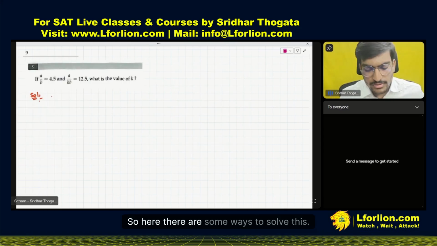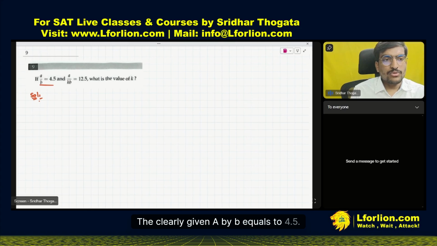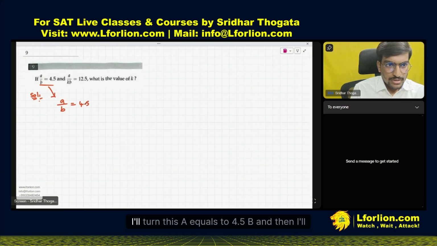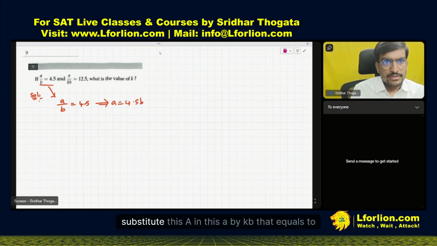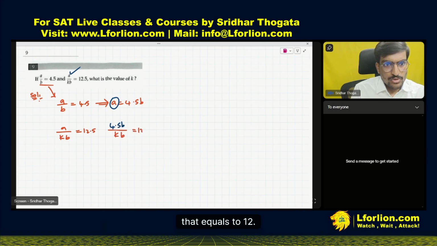So here there are some ways to solve this. They clearly gave A by B equals 4.5, and A by KB equals 12.5. What is the value of K? So what I'll do is A by B equals 4.5, so A equals 4.5B. Then I'll substitute this A in A by KB equals 12.5, giving 4.5B divided by KB equals 12.5.